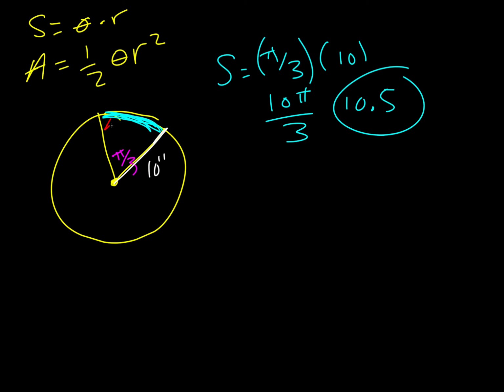Now, if we want to know the surface area of our pizza or the area of the sector, we have to use this bottom one. So it's going to be area is equal to 1/2.